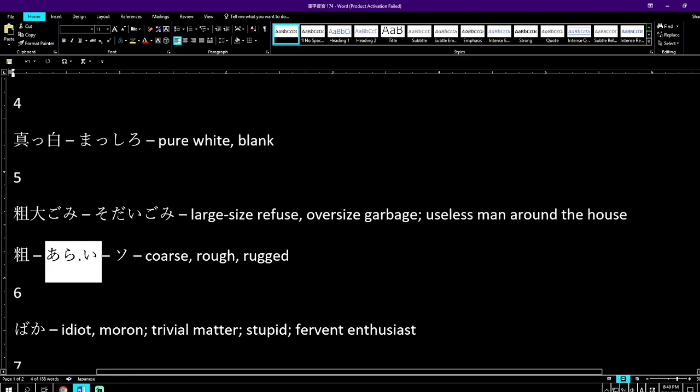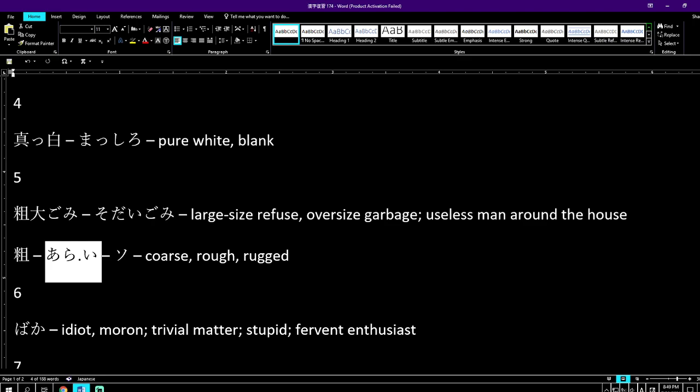Radicals in this kanji are rice on the left side, and on the right side we have an eye, I think. Let me look this up real quick. So, moreover or furthermore. So rice furthermore is coarse, rough, and rugged.